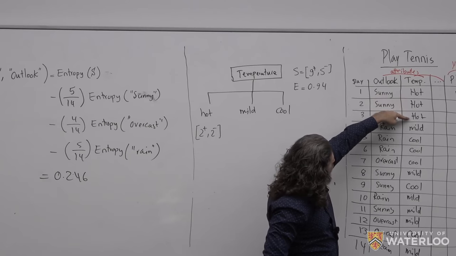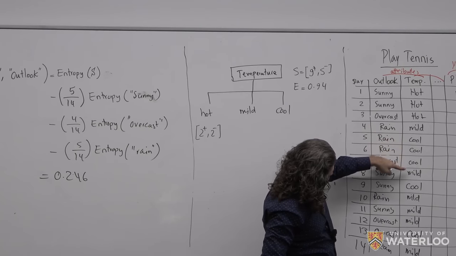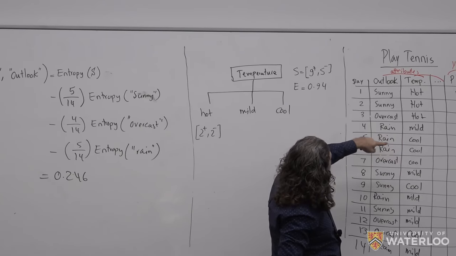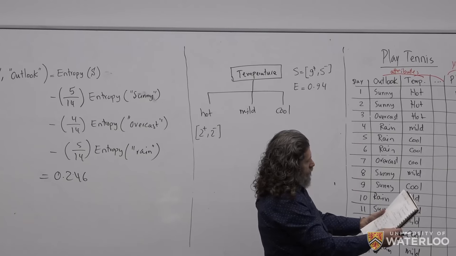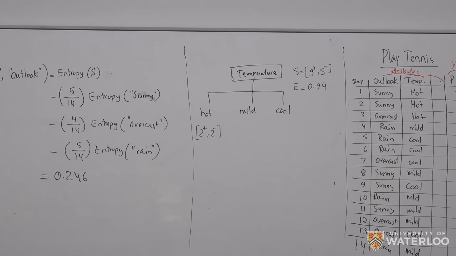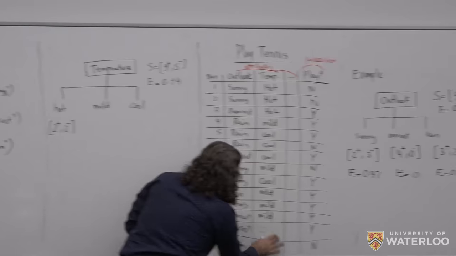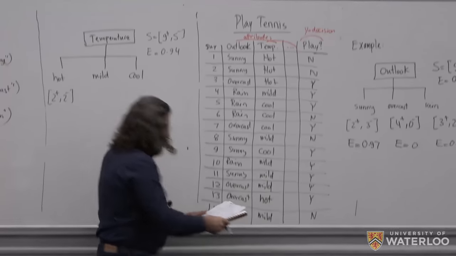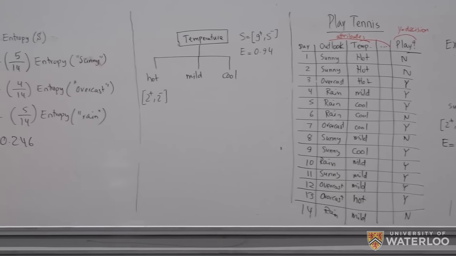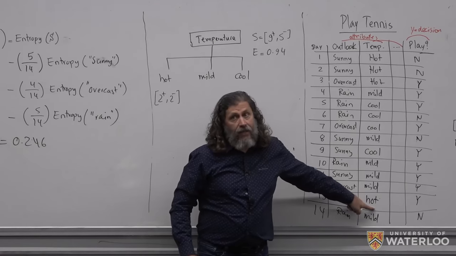So I have twice hot that the answer was no, and twice hot that the answer was yes. What is the entropy? 50% of the time is yes, 50% of the time is no. Is that a good feature? It's not a good feature. Flip the coin. So entropy is 1.0, 100% entropy. Oh my God, so I cannot count on being hot. It can be hot and I go play tennis. It can be hot and I stay home and watch TV.